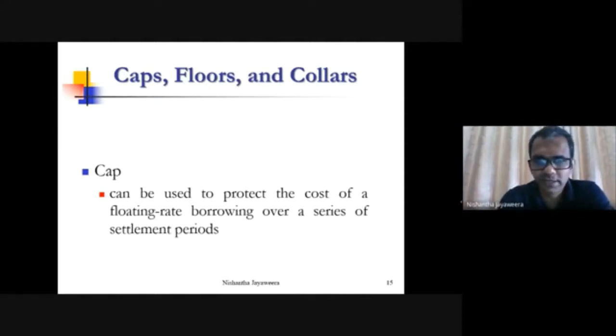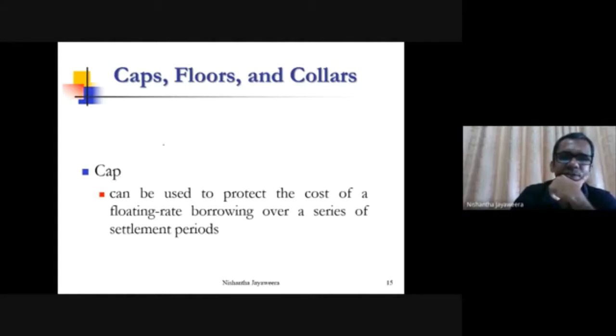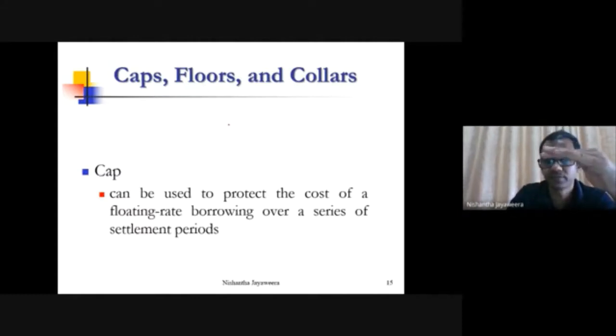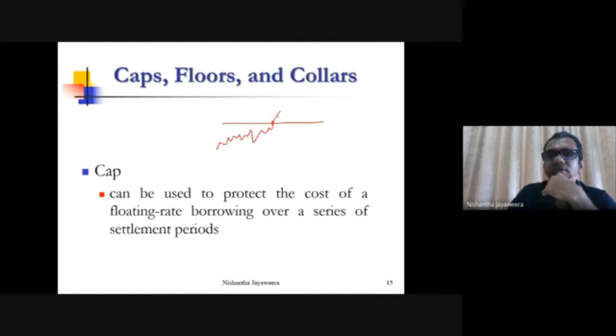Then the caps, floors, and collars. Again, these are combinations of more than one derivative product, maybe a series of the same product. So in a cap, we put a ceiling on our interest rate, basically. Our interest rate cost may vary, but we make sure that our cost won't go beyond this. We stop at this. That's why we call it a cap.